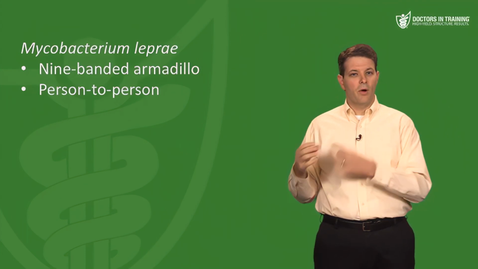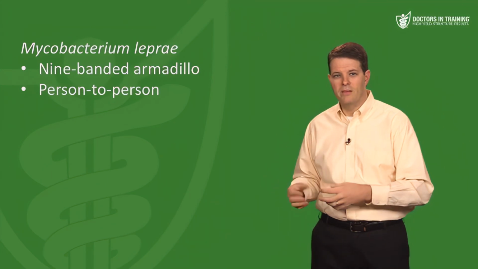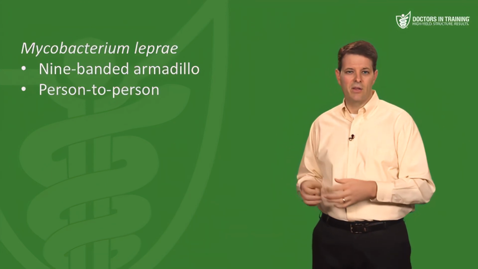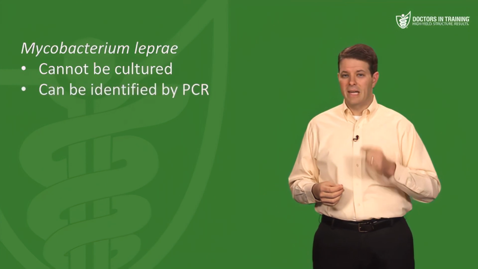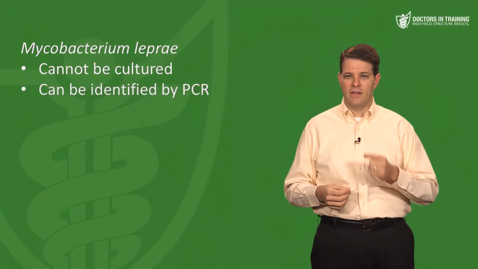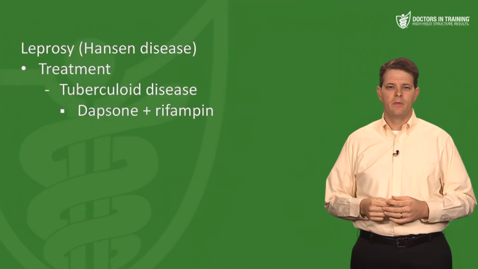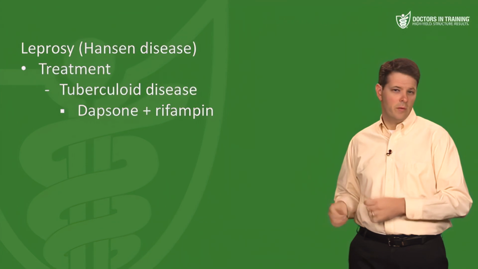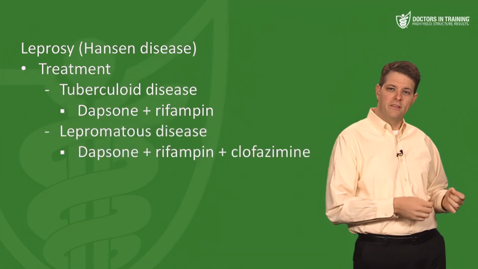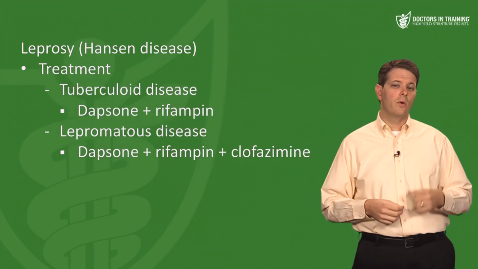So individuals with lepromatous disease are most likely to transmit it to somebody else, considering the lack of immune response and the heavy burden of mycobacteria that they carry in their body. Now, Mycobacterium leprae cannot be grown in culture, but it can be identified by PCR, so that's how you're going to make the diagnosis. And we treat leprosy with a multi-drug regimen like we use for most mycobacterial infections. For patients with tuberculoid disease, we give dapsone and rifampin for 12 months. For patients with lepromatous disease, we give dapsone plus rifampin plus clofazimine for a total of 24 months.